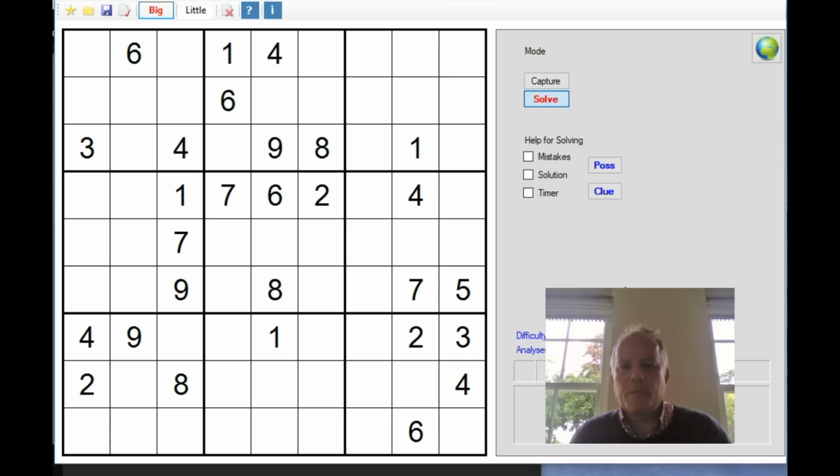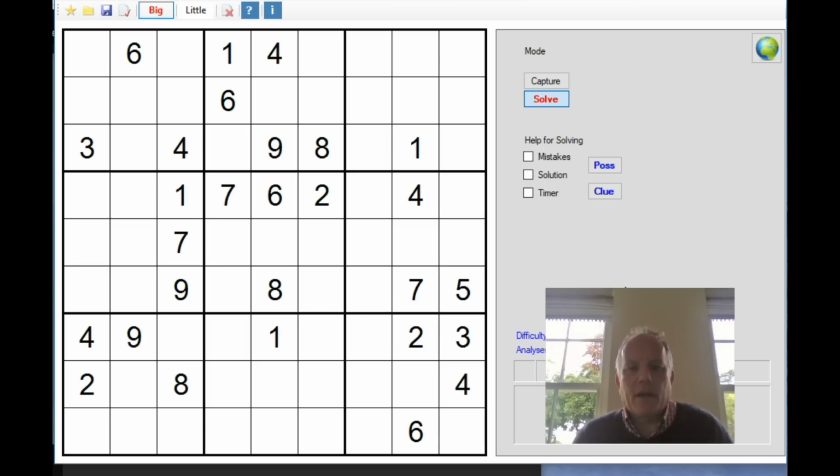This one's been sent to us by Josh Carson, who's recently started watching the channel, and he was having a go at this on an application on his iPad. He got stuck at a certain point and he asked the application for a hint, and it told him to focus on a certain cell where there was only one possibility. And try as he might, Josh can't see why that is the case for that cell.